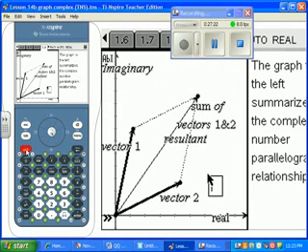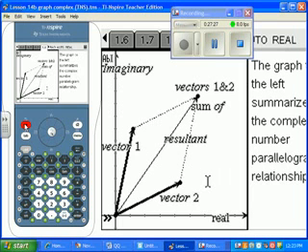Wouldn't the sum of vectors, wouldn't that just be the point, or is that the whole vector, the line? The point, but the way it's represented is by a vector. Oh. Okay?